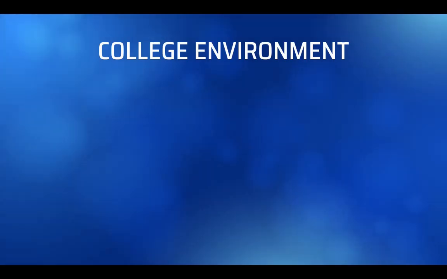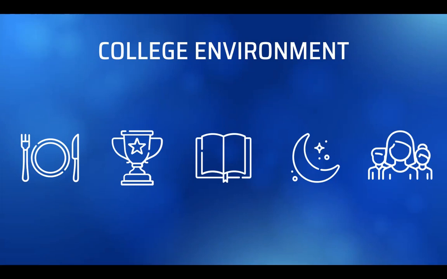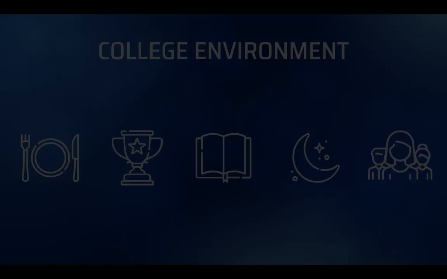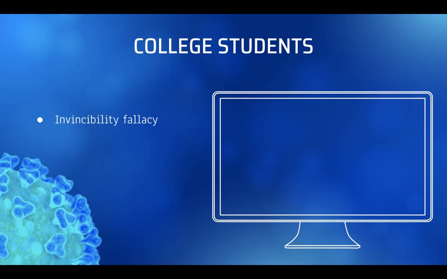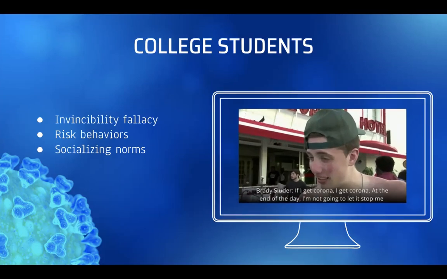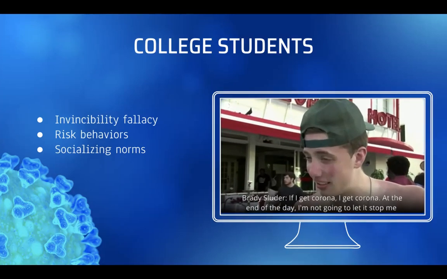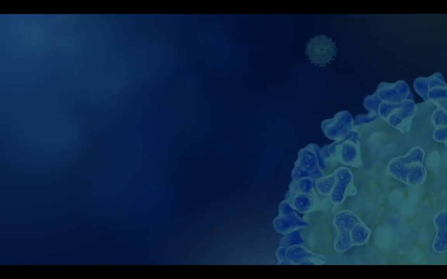Students eat, sleep, work, play, and study all in the same place. This facilitates a breeding ground for disease, as we so often see with more common infections like the annual flu. In addition, college students can suffer from the invincibility fallacy, are already prone to risk behaviors, and have socializing norms that often include mass gatherings of people. With all this in mind, it is important that our solutions are tailored to the context, given that such a large proportion of the campus community is comprised of students.